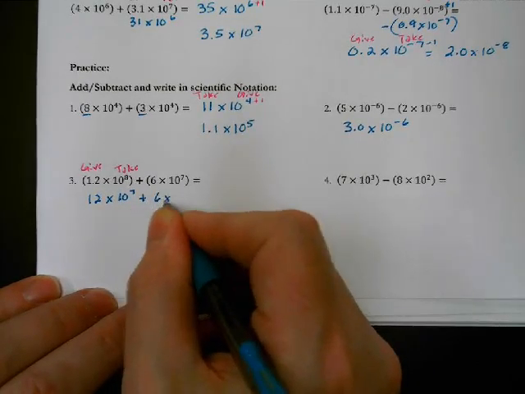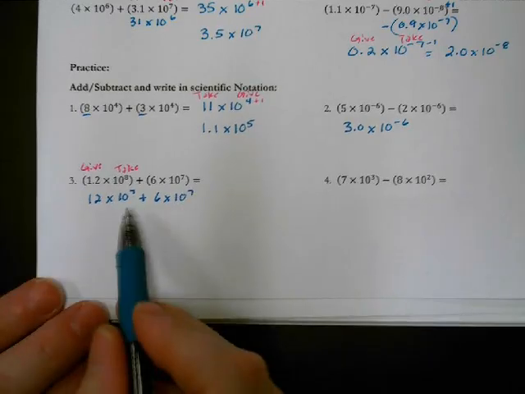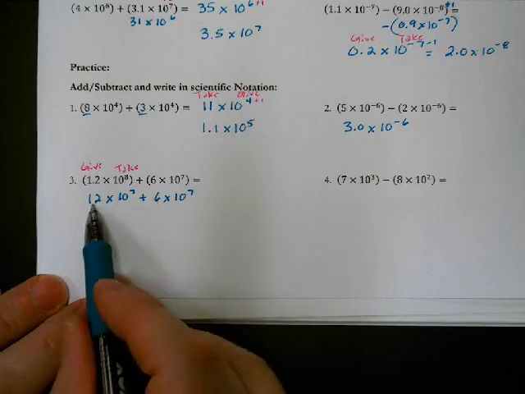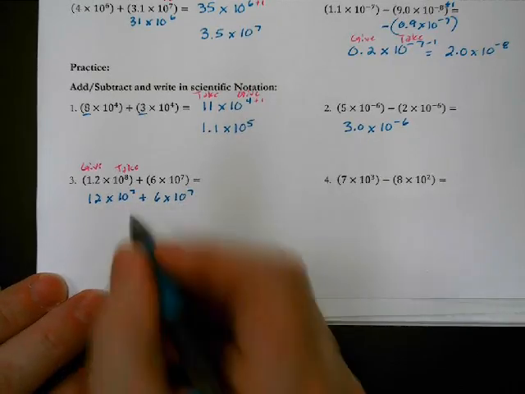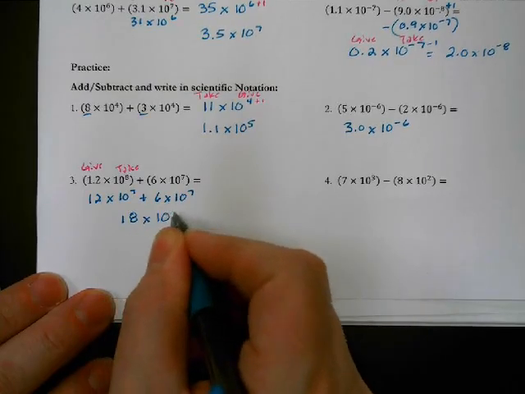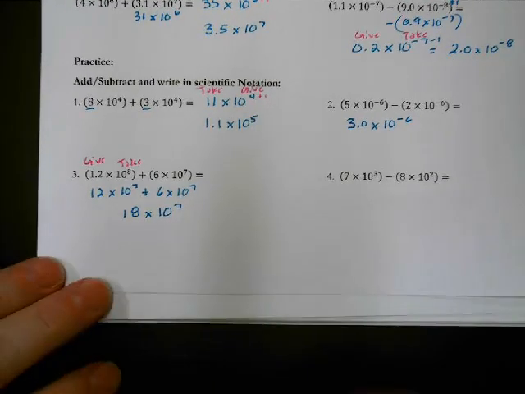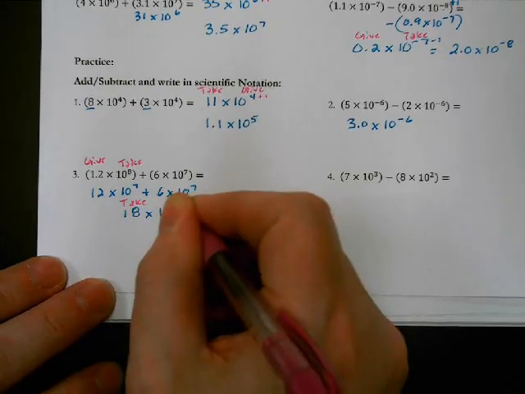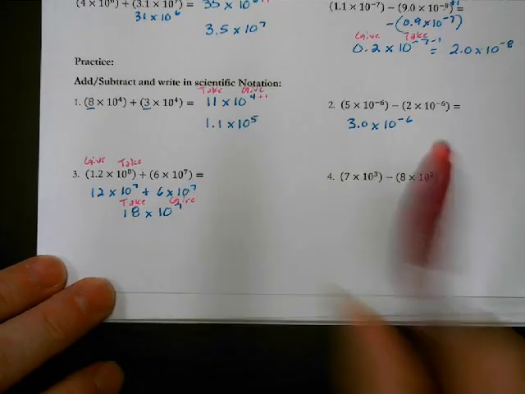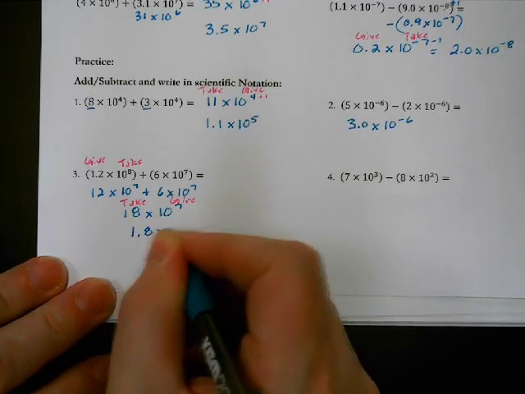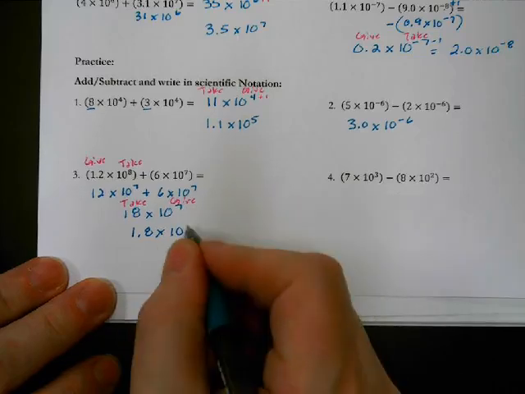Now we have the same base and the same exponent, so we combine the like terms. 12 and 6 is 18, times 10 to the 7th, and 18 is too big. So we're going to take a power of 10 here and give a power of 10 here. So that's going to give me 1.8 times 10, and I'm giving it a power of 10, so it's going to be 10 to the 8th power.